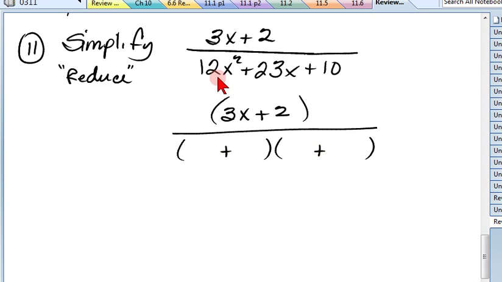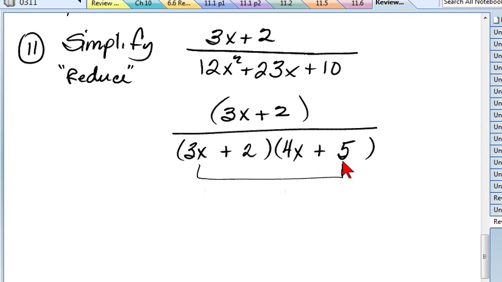To get 12x squared, I have a lot of choices. 1 times 12, 2 times 6, 3 times 4. I'm going to try 3x times 4x. To get 10, it could be 1 times 10 or 2 times 5. I'm going to try 2 times 5. Now, why did I just happen to choose those? Because I was thinking maybe that would show up again. I do need to check it.